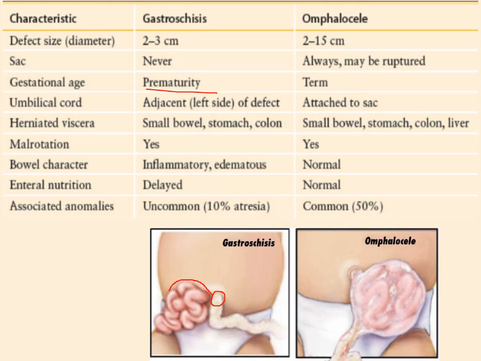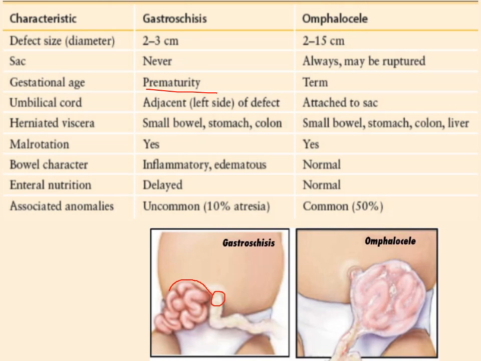The type of kids that we tend to see with that are usually kids that are born at term. Aside from that, the viscera herniating together with the small intestine could be the stomach, the colon, or the liver. We also tend to see malrotations occurring in omphalocele as well. But we don't see inflammation or edema, because remember that the small intestinal loop and the other viscera are covered by the sac, and the sac serves as a protective covering for the herniated viscera.